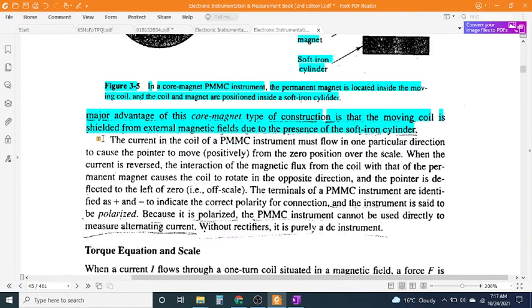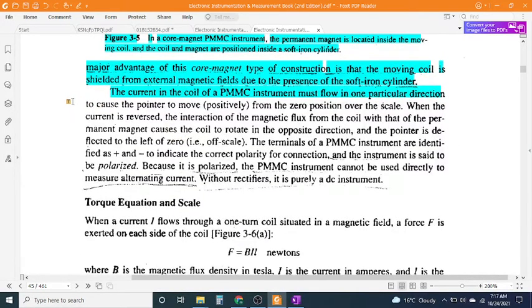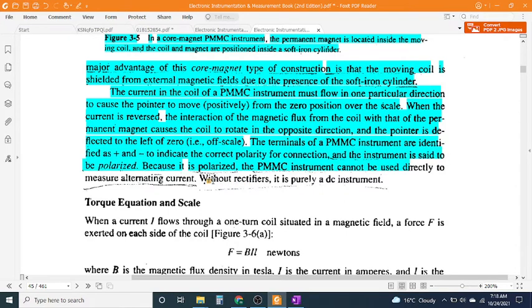The current in the coil of a PMMC instrument must flow in one particular direction to cause the pointer to move positively from the zero position over the scale. When the current is reversed, the interaction of the magnetic flux from the coil with that of the permanent magnet causes the coil to rotate in the opposite direction, and the pointer is deflected to the left of zero, i.e., off scale. The terminals of a PMMC instrument are identified as plus and minus to indicate the correct polarity for connection, and the instrument is said to be polarized.